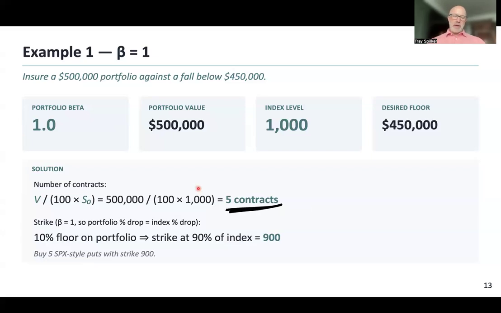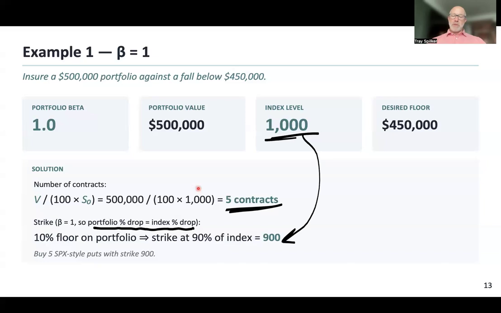So that's relatively straightforward. The next thing we have to determine is, because our portfolio has a beta equal to 1, our portfolio percentage drop is going to mimic the drop in the index. That 10% I'm worried about. So since the index level is at 1,000 currently, a 10% drop would equate to an index level of 900.